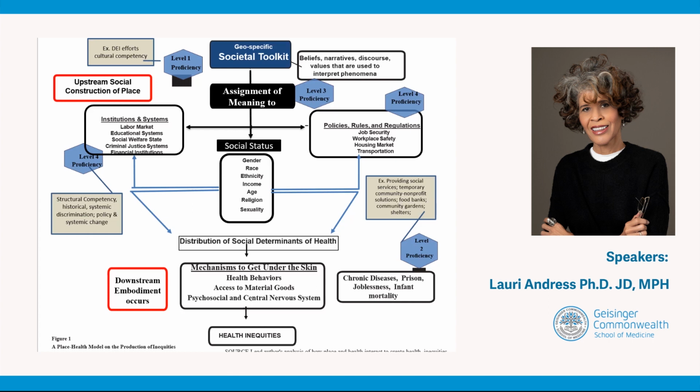So the components of the model are high-level general representations of key factors that create inequities. I also like to say that with this model, one could identify the points where we need to work to address inequities. I want to point out the top of the model where it says Geospecific Societal Toolkit. This is where we have the opportunity to plug in the specific values, ideals, narratives, beliefs of a place that drives the actions and behaviors in any given region.